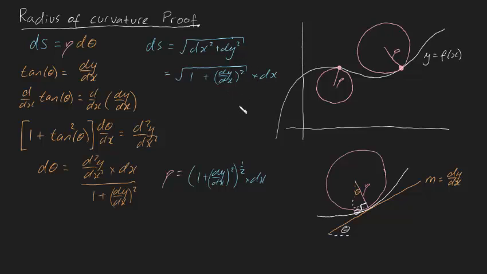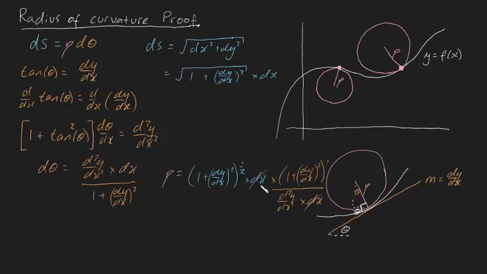And then we're going to times that by the reciprocal of this, right? Rather than dividing by d theta, I'm just going to times it by the reciprocal. So we're going to times it by 1 plus dy dx squared to the power of 1, all divided by d squared y dx squared times by dx. Okay? Now we can do quite a bit of simplifying here. We notice that the dx's cancel off.